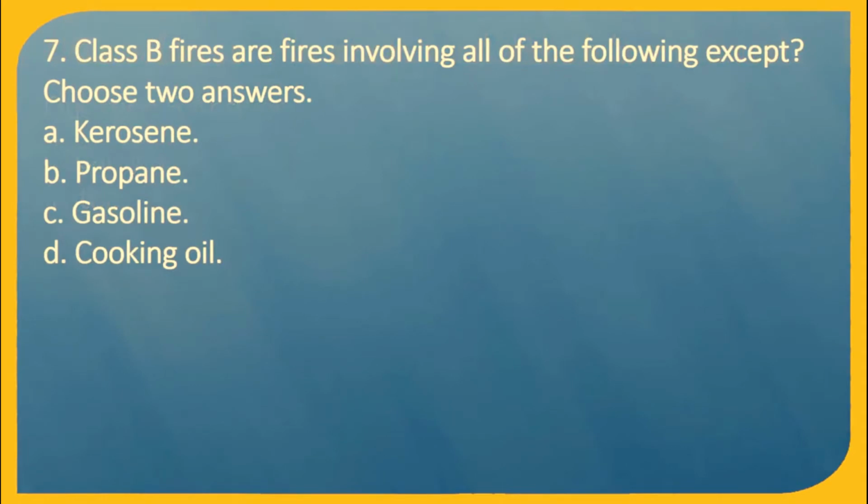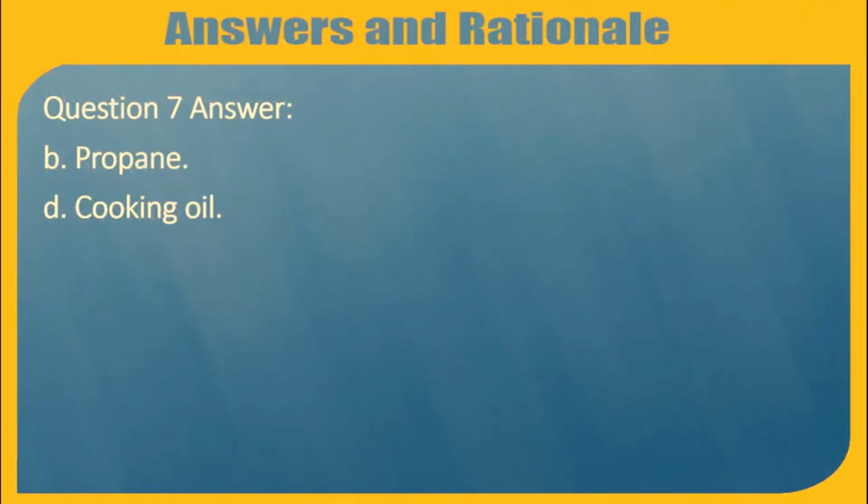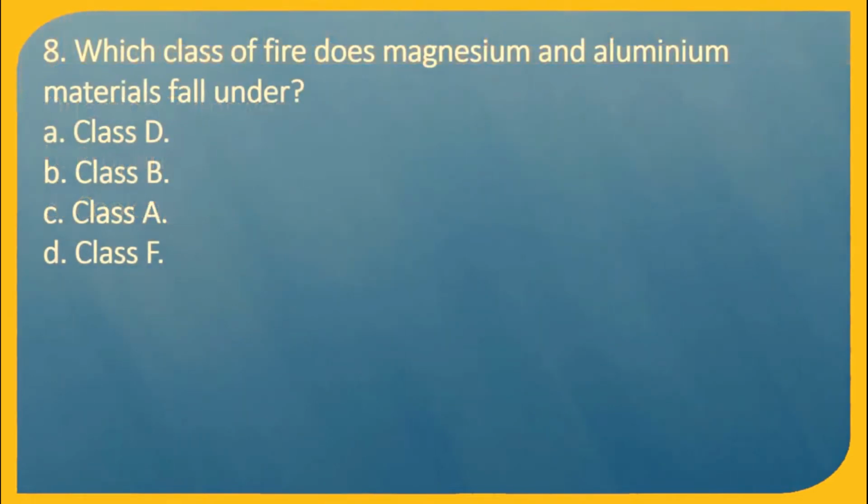Question 7. Class B fires are fires involving all of the following except. Choose 2 answers. A. Kerosene. B. Propane. C. Gasoline. D. Cooking oil. Question 7 Answer, B. Propane. D. Cooking oil.